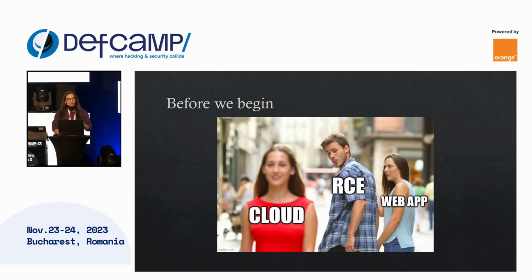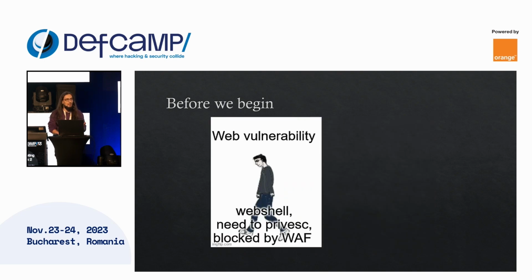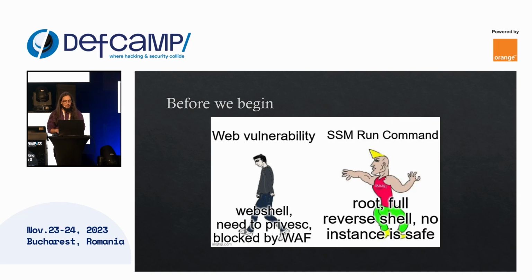The feature that we will abuse is a built-in feature from AWS, and it has some differences from a classical web vulnerability that will give you remote code execution, but through a web shell, you need to do privesc, you might be blocked by a web firewall, whereas this feature called SSM run command will give you root, will give you full reverse shells, and no instance from the AWS account is safe.